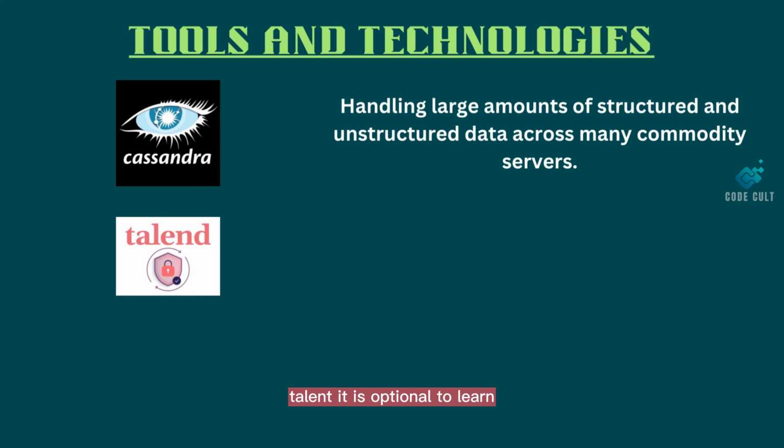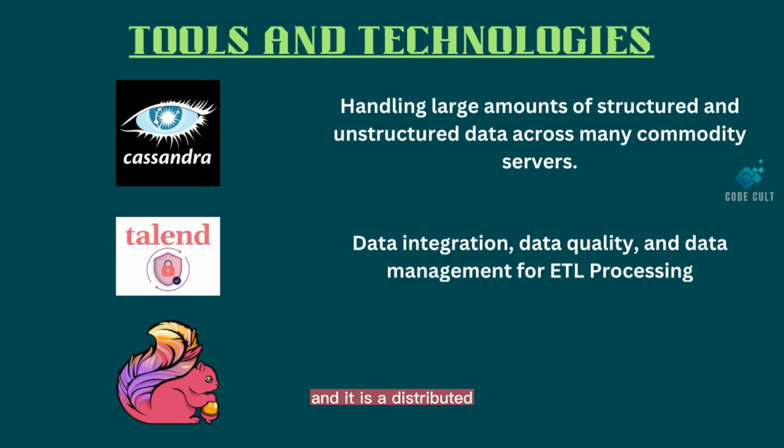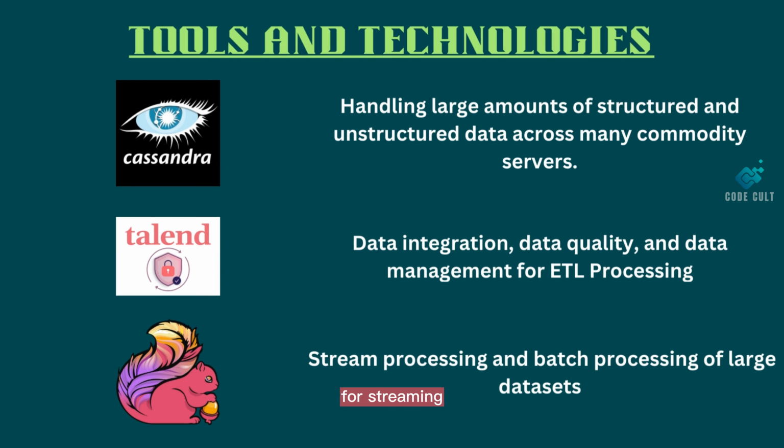Talend. It is optional to learn, and it is a data integration and management platform that allows organizations to integrate, transform, and manage their data across various sources and targets. Apache Flink. Optional to learn, and it is a distributed processing engine for streaming and batch data that supports a wide range of data sources and processing models.